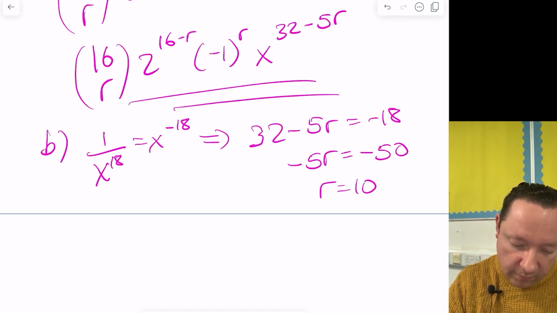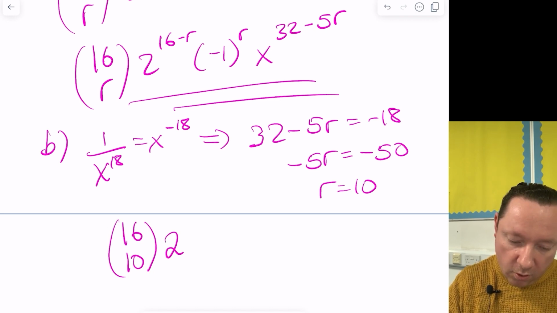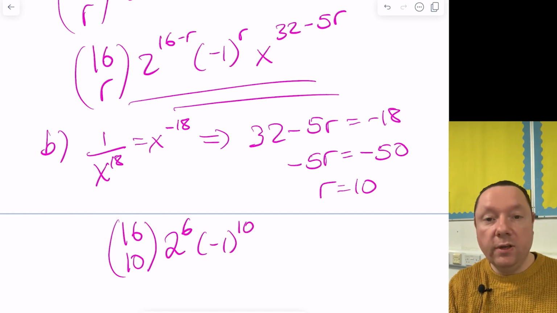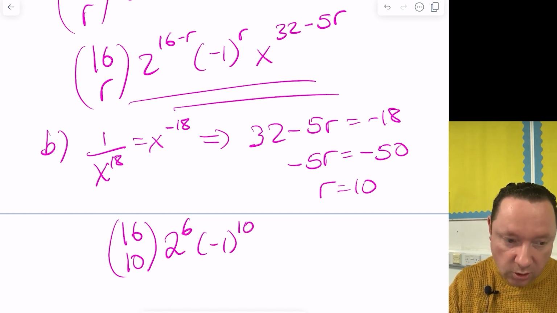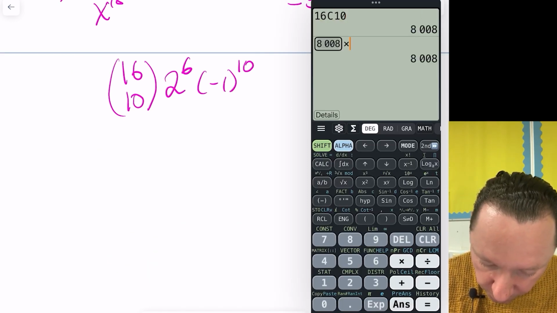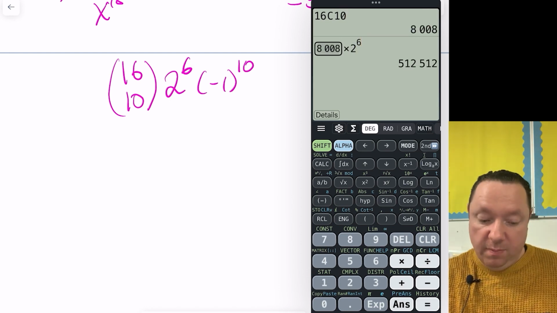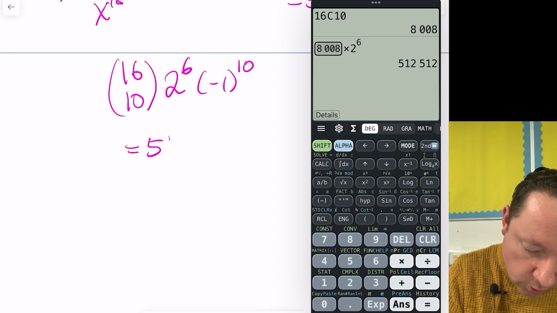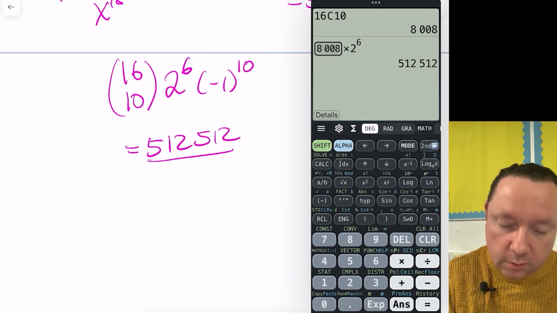And now we know that, it is easy. We get 16 choose 10, 2 to the power of 16 minus 10 is 6, minus 1 to the power of 10. And it's just the coefficient, so we don't need to write anything to do with x, it's just the coefficient. 16 choose 10 times 2 to the power of 6, and minus 1 to the power of 10 is 1. So that's just 512,512, and we're done there.